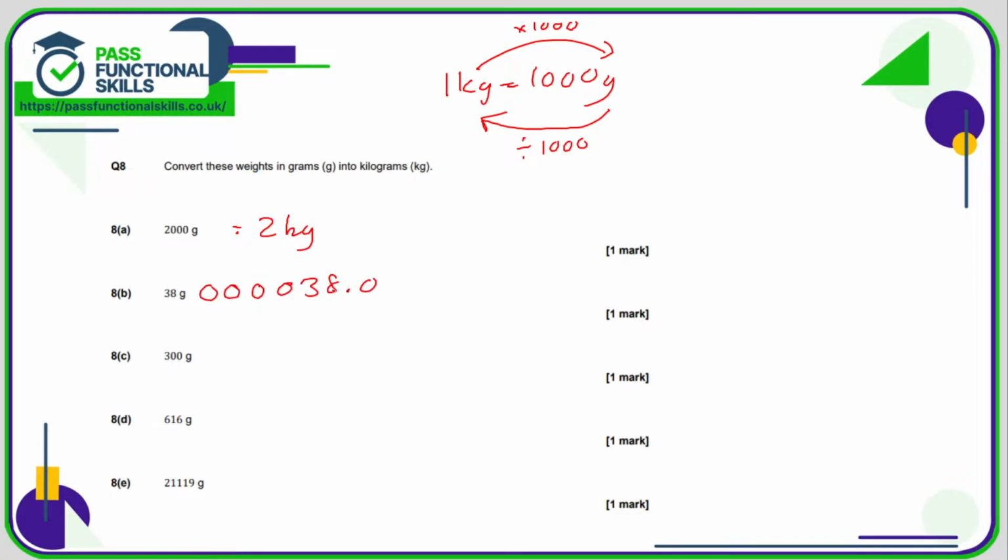38 divided by 1,000, I'm going to write as 38.0, and I'm going to put some zeros in front. Dividing by 1,000 means we're moving the decimal point 3 positions, so 1, 2, 3, and it moves to the left, obviously to make the number smaller, so the answer is 0.038.